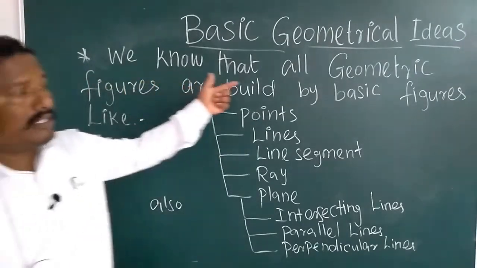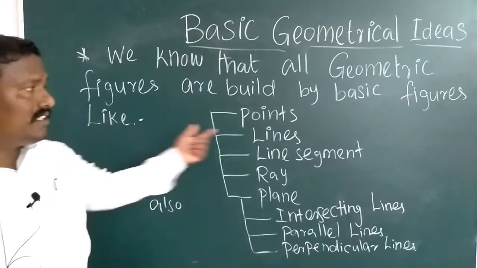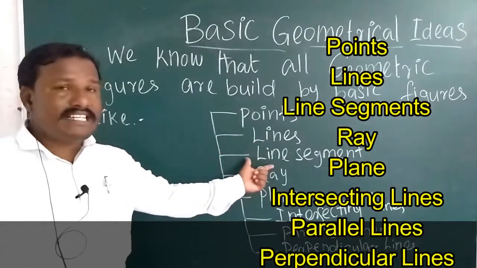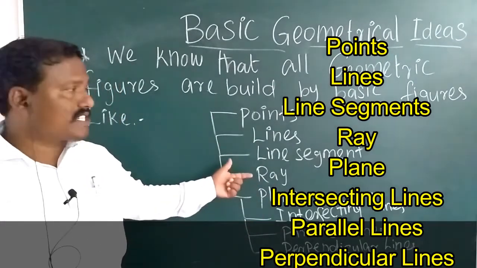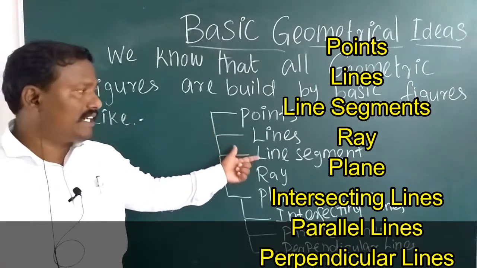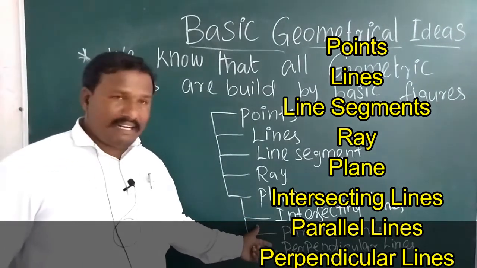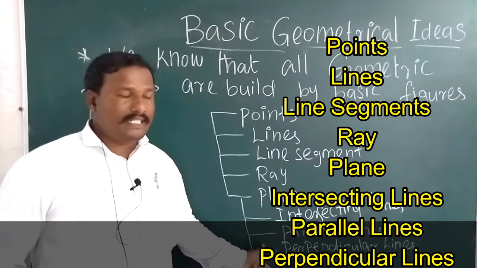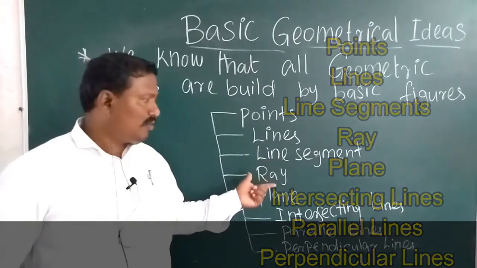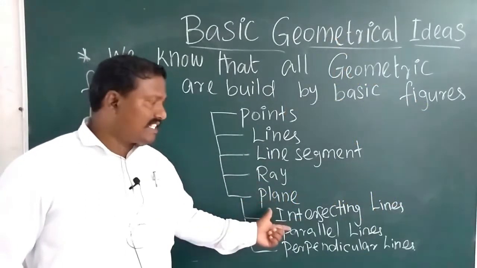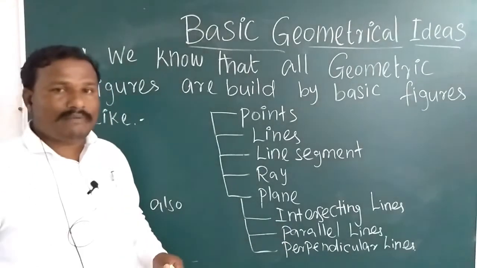We know that all the geometrical figures are built by basic figures like points, lines, line segment, ray, plane. These are the main figures of geometrical shapes: point, line, line segment, ray, plane, and also intersecting lines, parallel lines, perpendicular lines. Let me discuss one by one. What is point? What is line? What is line segment? What is ray? What is plane? What is intersecting line? What is parallel line? And what is perpendicular line?